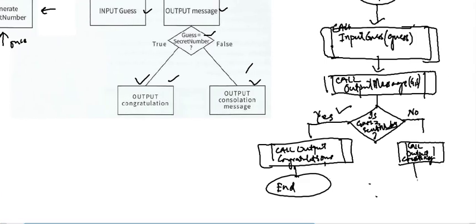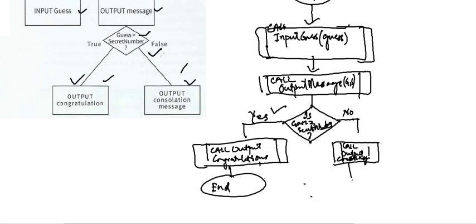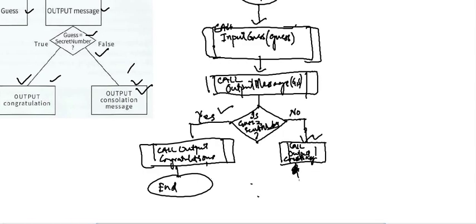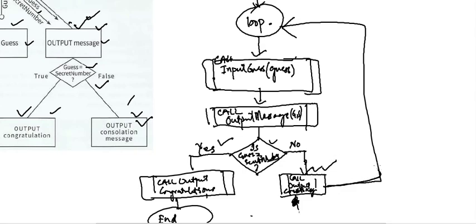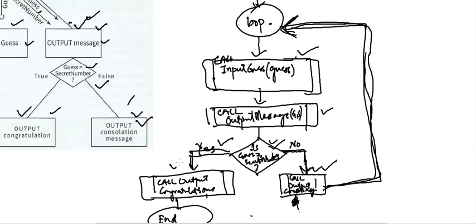But if guess is not equal to secret number, and we've called the consolation message, we've come here, then this means the user can get another chance to make the input. So from this point we are going to go back up to the loop. If the user does not make the right guess, we are first going to output the consolation message, and then we are going to go back to the loop. The user is going to guess again, and the guess and the secret number are going to be sent to the output message. Once again we are going to check if guess equals secret number or not. If the answer is no, we loop again, and if the answer is yes, we output the congratulations message and we stop.